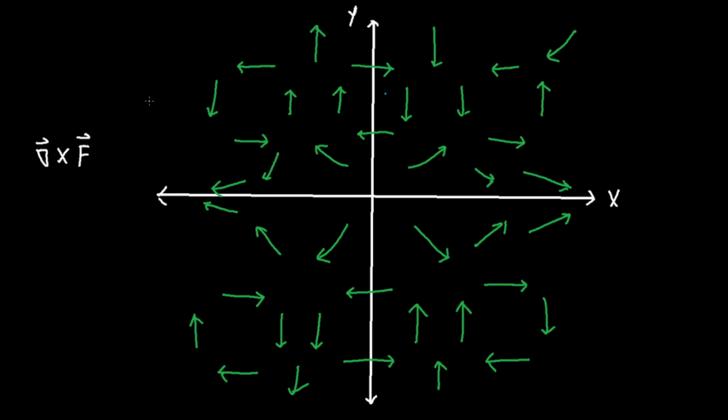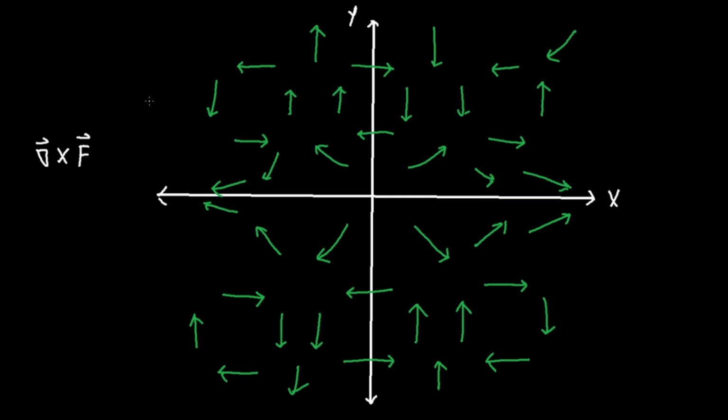Let's talk about curl. So, what is curl? Well, curl is some measurement of local rotation in a vector field. So, if you had this imaginary vector field, this represents some function, and you found the cross product between the del operator and that vector field, and you plugged in some point.